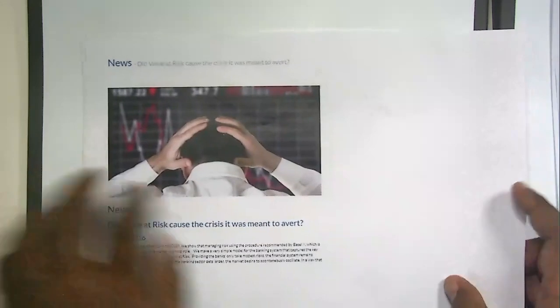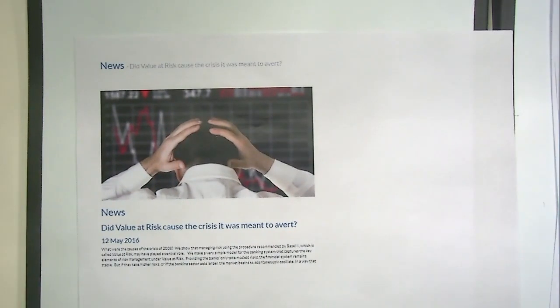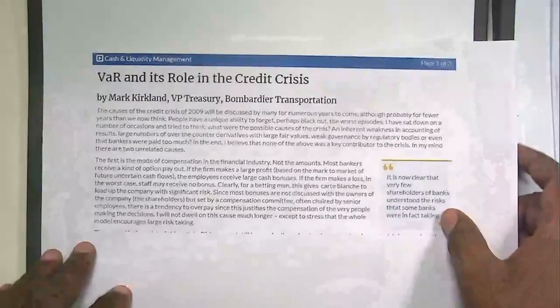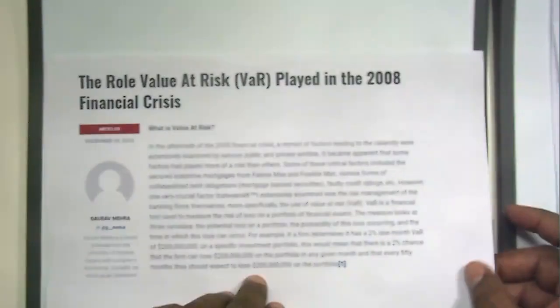And then I showed you some newspaper clippings. These are articles blaming VaR for the financial crisis that occurred in 2008. They argue that VaR, because it's not a coherent risk measure, could have played a role in the financial crisis in 2008. So this is one article. This is the second article. The third article. This is the fourth article.